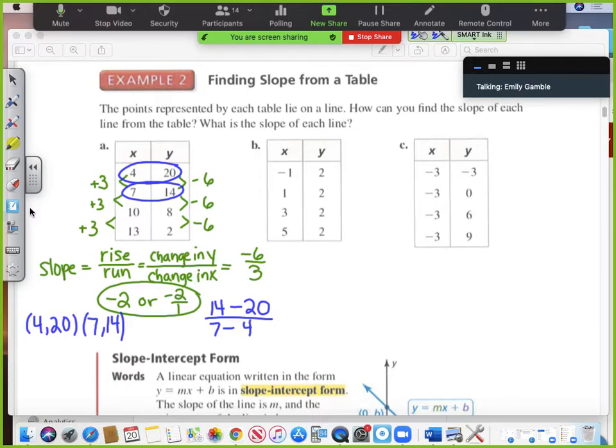So 14 minus 20 is -6, and 7 minus 4 is 3. We get the same exact answer using the formula. We get -6/3, which still simplifies to be -2. So what I want you to do, please, is choose a method that makes the most sense to you. You can either just count from the table and find the slope by finding the change in y divided by the change in x, or pick 2 points from the table and find the slope that way. I'll give you a couple minutes and then we'll go over the answers.